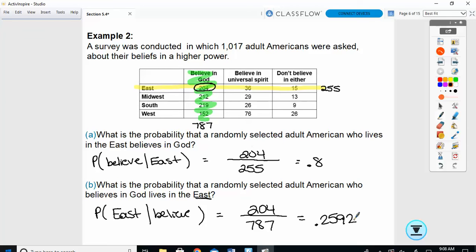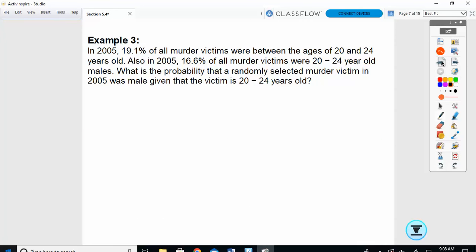Any questions there? Let's try another one where I don't give you a table, I give it to you in words.